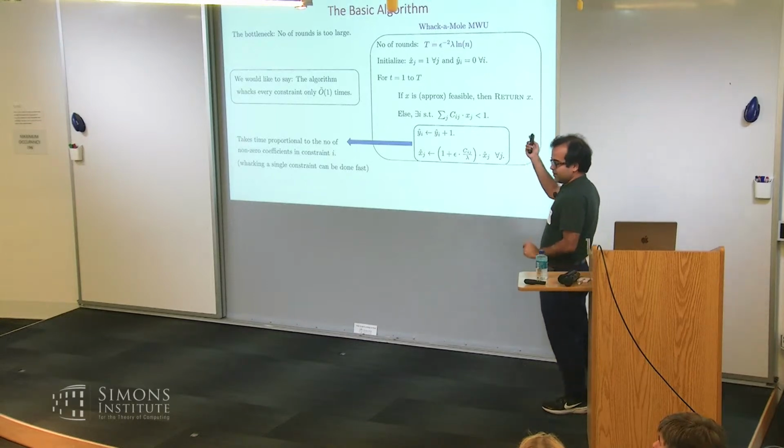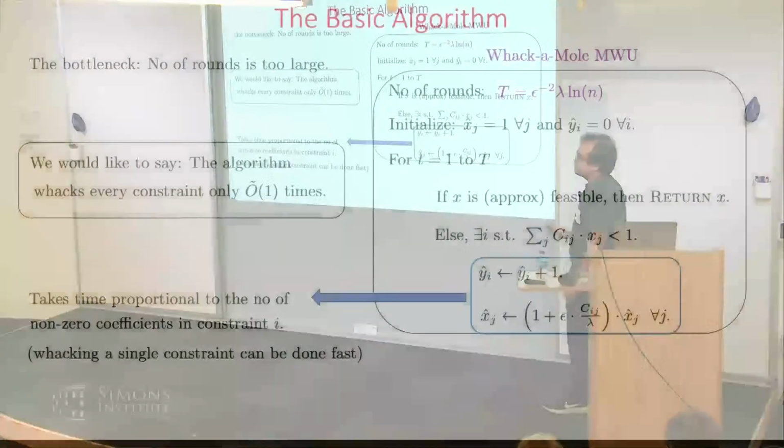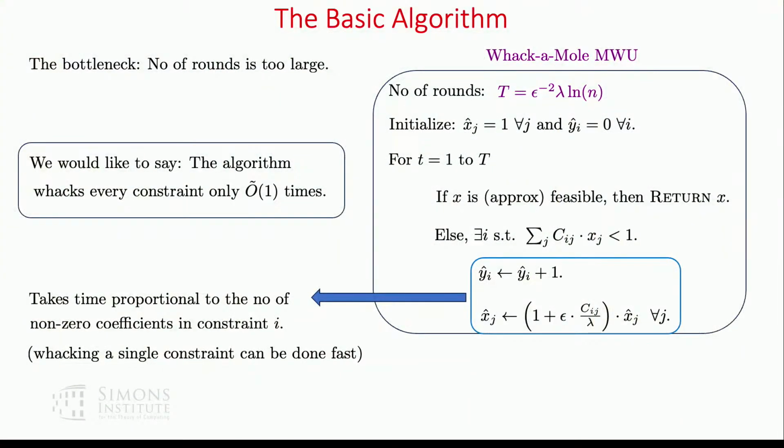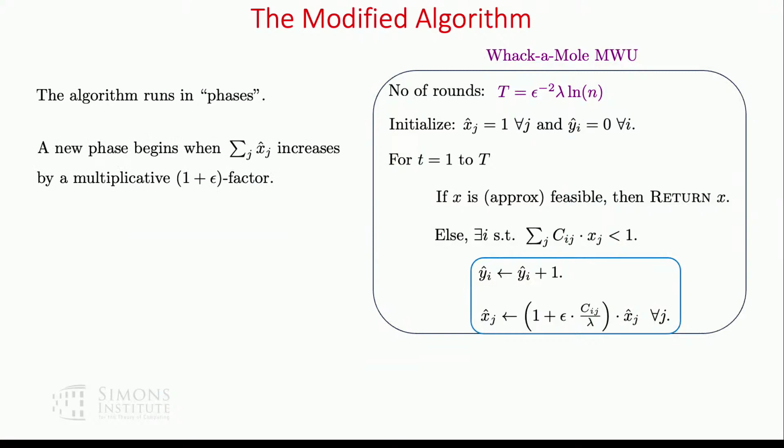Okay, good. So ideally we'd like to say something like this, but it's too good to be true, but there is an easy fix. So the easy fix is this. We'll just run this algorithm in phases. And we will just use the fact that these weights are monotonically increasing. So the weights on the sets are increasing monotonically. So we initiate a new phase whenever the sum of the weights on the sets increases by a multiplicative 1 plus epsilon factor.